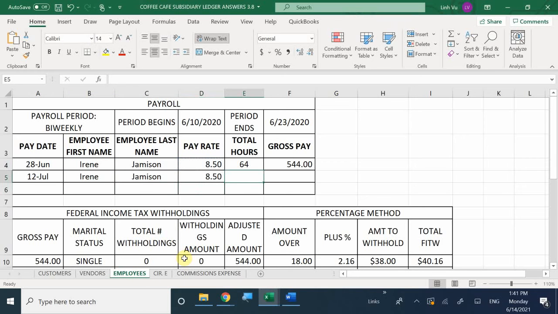$8.50. So for now, she worked a full week. So she'd get paid for 32 hours? 40. But in this case, it's not time to pay her yet. So what are we doing here?